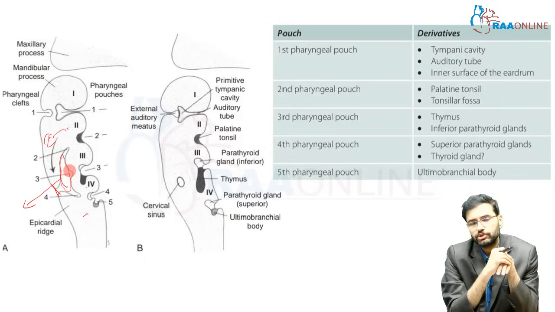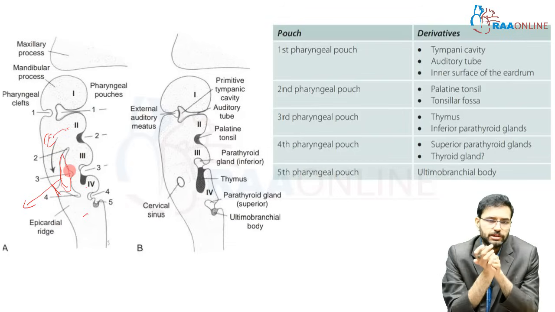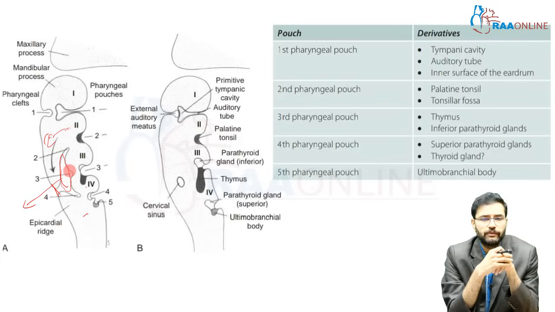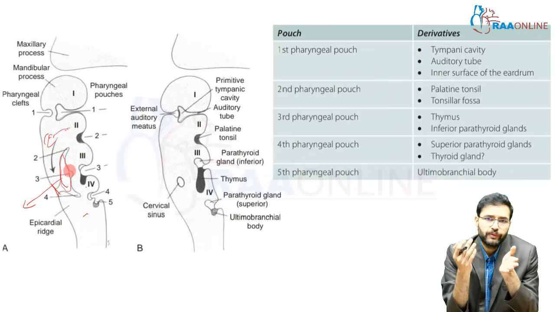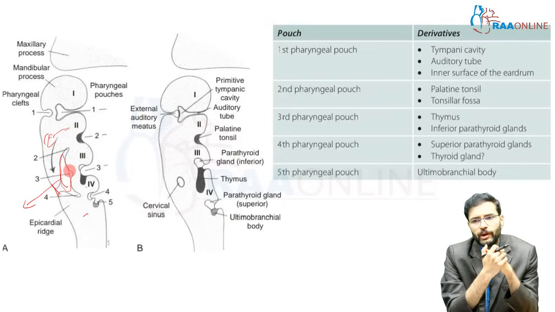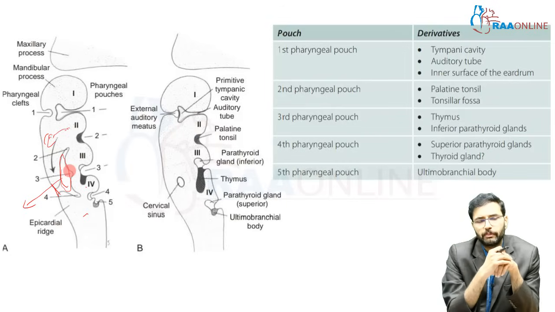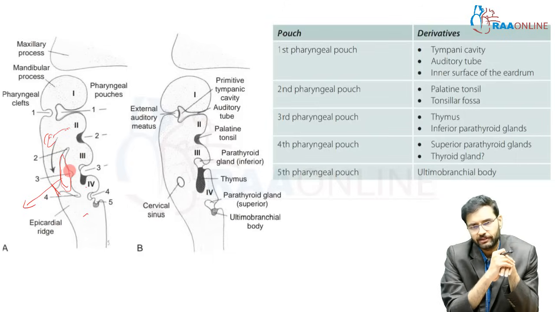The third pharyngeal pouch again has a ventral and a dorsal component. The ventral component gives rise to the thymus, whereas the dorsal component gives rise to the inferior parathyroid glands. Fourth pharyngeal pouch, again ventral and dorsal. The ventral aspect can contribute to the development of the thyroid gland, an anlage of a portion of the thyroid gland. The other component gives rise to the superior parathyroid glands. The fifth pharyngeal pouch, also called the ultimobranchial body, is said to give rise to the parafollicular C cells which secrete calcitonin.